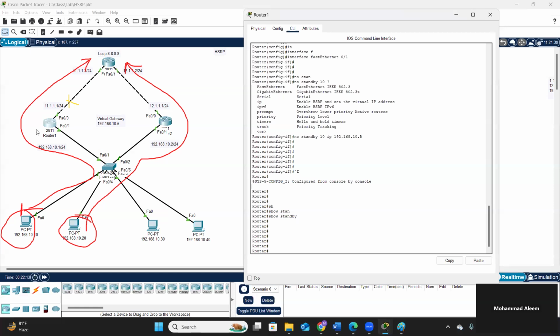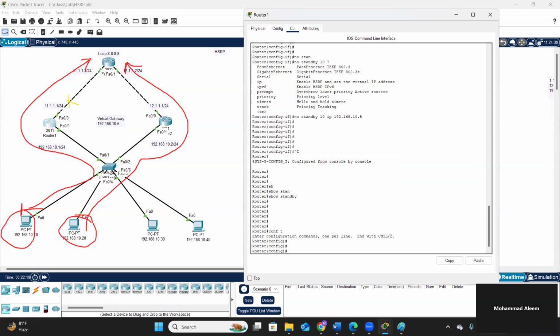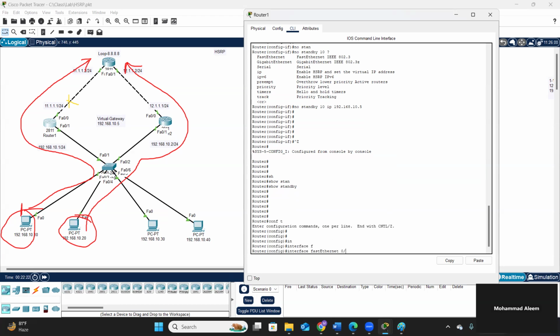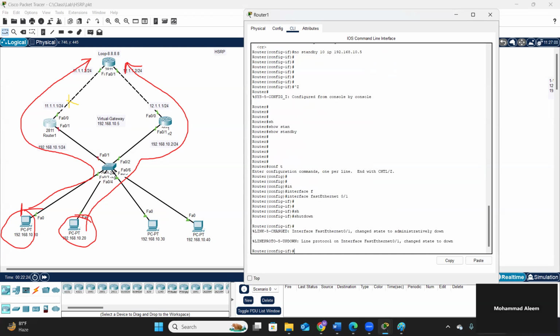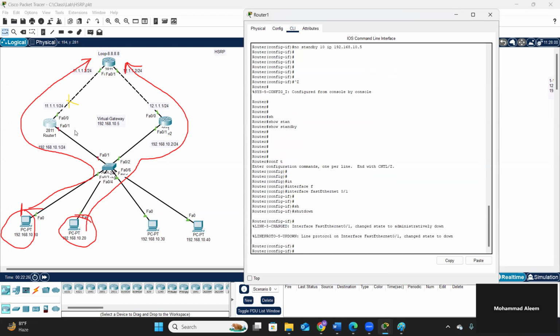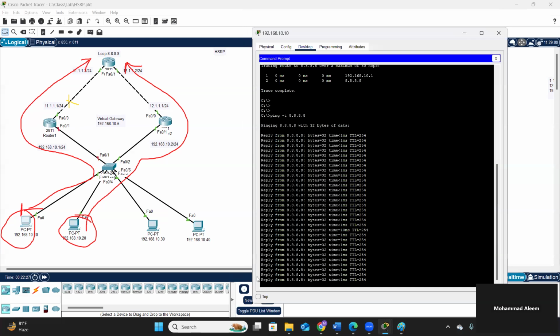Now I'll shut down this interface. Which interface? The LAN interface, FastEthernet 0/1. Just shut it down. So the port goes down. Yes, the packet drops happened. So this user cannot reach Google because the interface is gone.